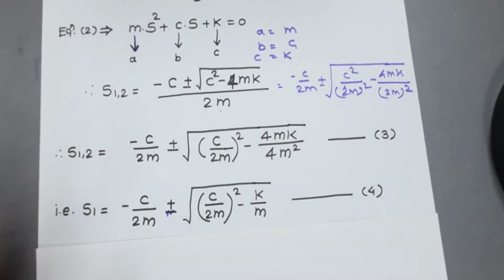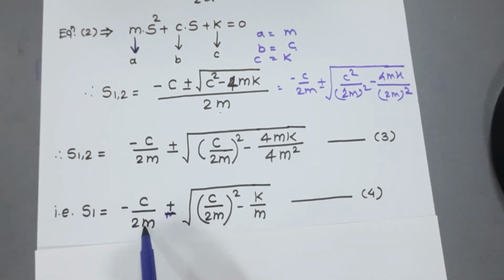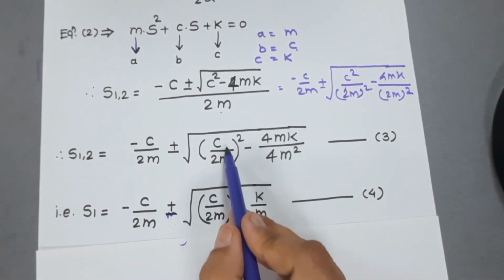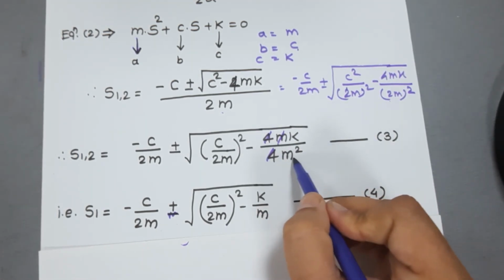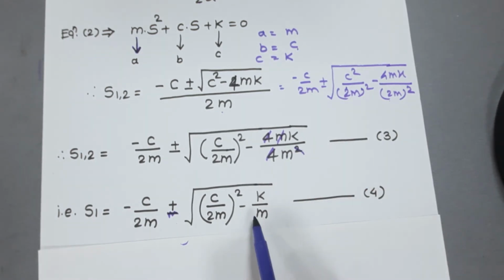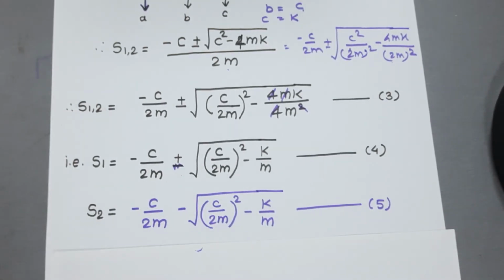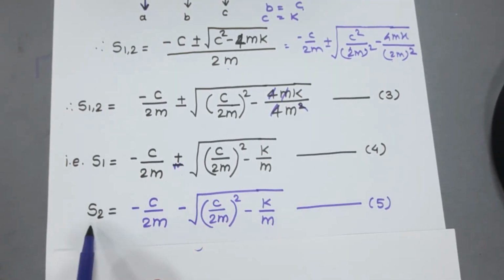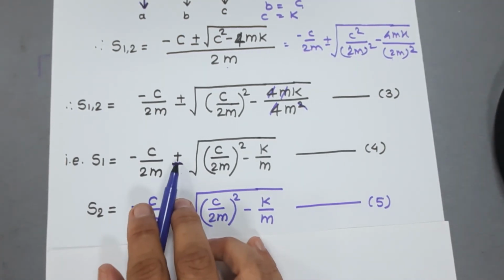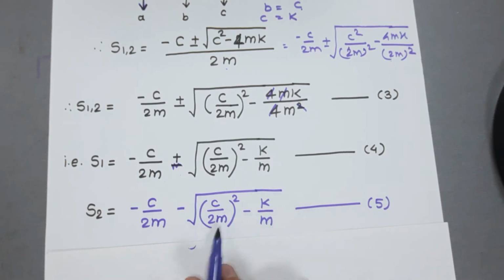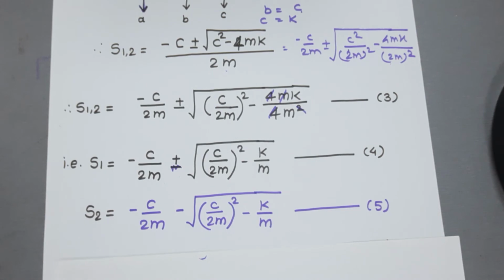After solving this equation, from S1 we get only one root: minus c upon 2m, I take plus, plus the square root of c upon 2m total bracket square minus, this 4 gets cancelled with m square, one m cancels, so what remains is minus k upon m. This is equation number 4. Now how to write the value of S2? Here we took positive, now we will take the negative value. So S2 is equal to minus c upon 2m minus the square root of c upon 2m total bracket square minus k upon m. This is equation number 5.